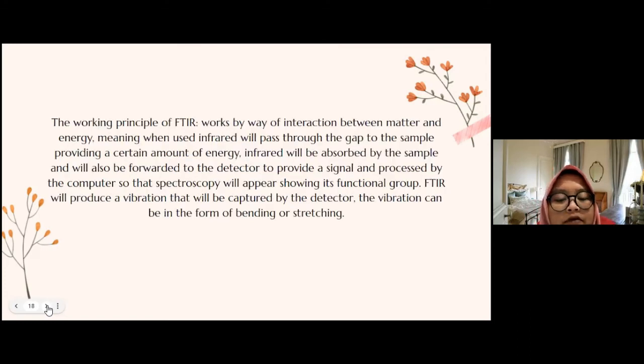The working principle of FTIR works by way of interaction between matter and energy, meaning that when used, infrared will pass through the gap to the sample, providing a certain amount of energy. Infrared will be absorbed by the sample and will also be forwarded to the detector to provide a signal and processed by the computer so that a spectrum will appear showing its functional groups. FTIR will produce a vibration that will be captured by the detector. The vibration can be in the form of bending or stretching.